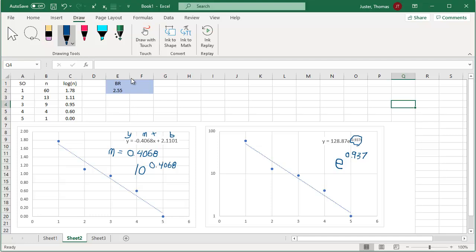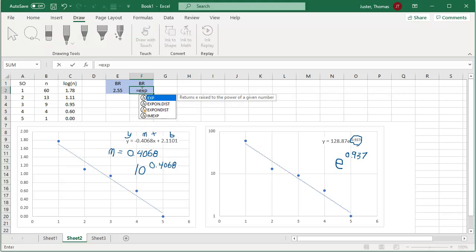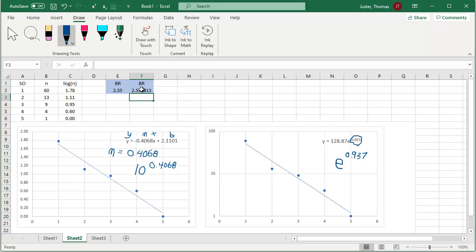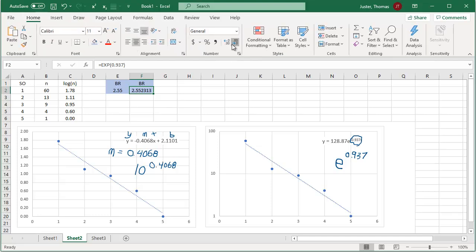So I'll put it up here in cells F1 and 2. So I'll write in this cell, the way you raise e to a power in Excel is you use the function exp. So I'll type exp parentheses 0.937. You see that there? And there we go. And we get a very similar looking bifurcation ratio. In fact, they should be exactly the same.